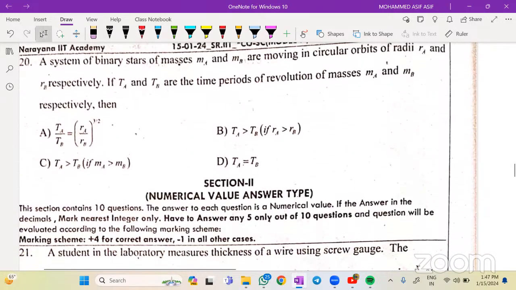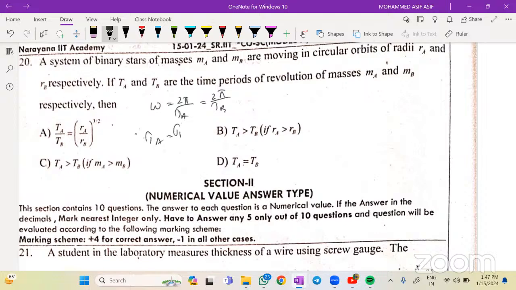A binary system of masses A and B are moving in circular paths of radii ra and rb, Ta and Tb are time periods. The revolutions of A and B will be equal to how much? So in binary star system beta, angular velocities are equal, hence they have the same time period, and omega will be equal to 2 pi divided by Ta, that is also equal to 2 pi divided by Tb, and Ta will be equal to Tb.